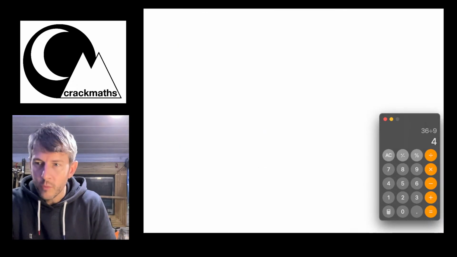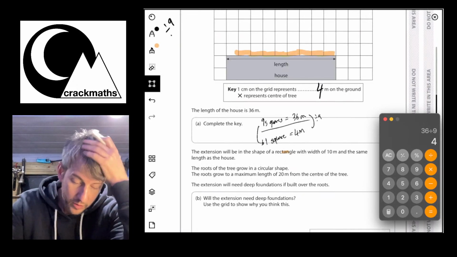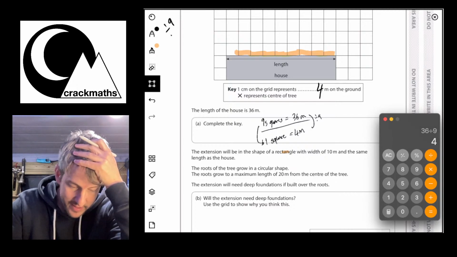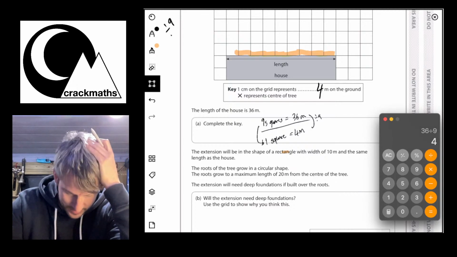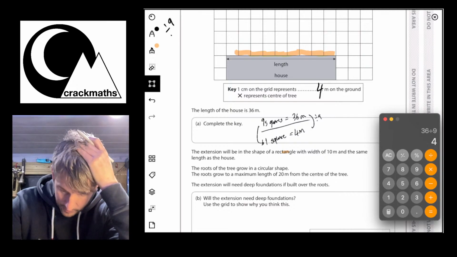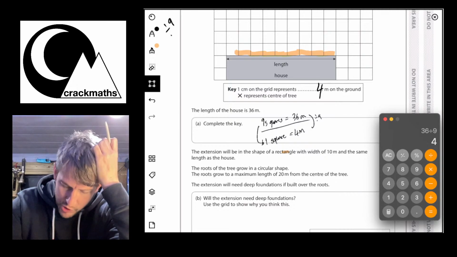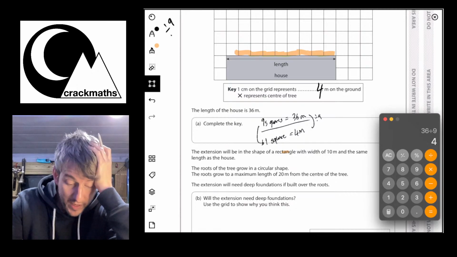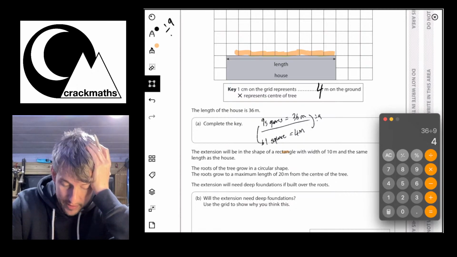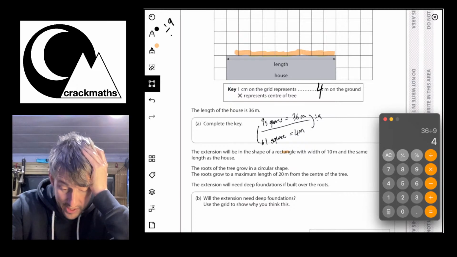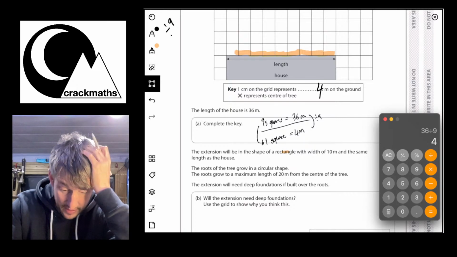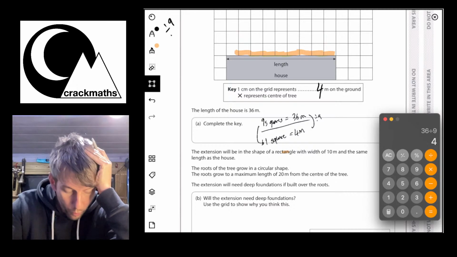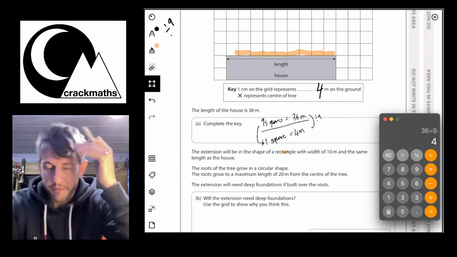The extension will be in the shape of a rectangle with a width of 10 meters and the same length as the house. Okay, so the roots of the tree grow in a circular shape. The roots will grow a maximum of 20 meters from the center of the tree. The extension will need deep foundations if built over the roots. Will the extension need deep foundations?